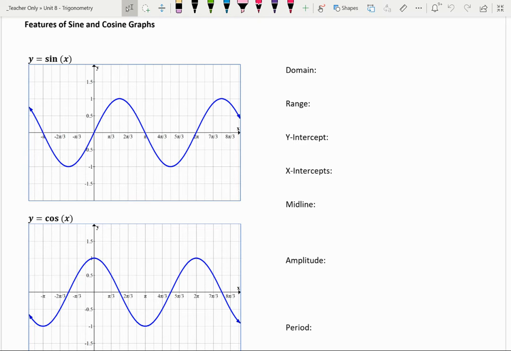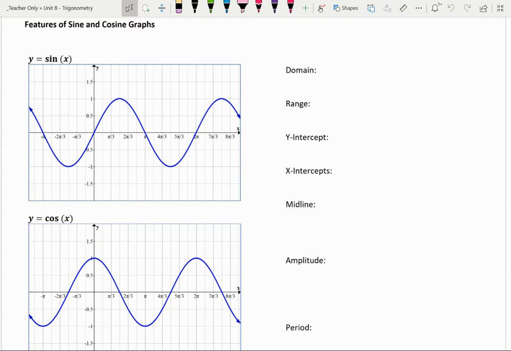Today we're going to look more closely at the parent graphs of sine and cosine and get to know the features that are involved in each of those graphs. Some of these features are going to be familiar. Some of them are going to be new vocabulary for us, but we'll get it all in.